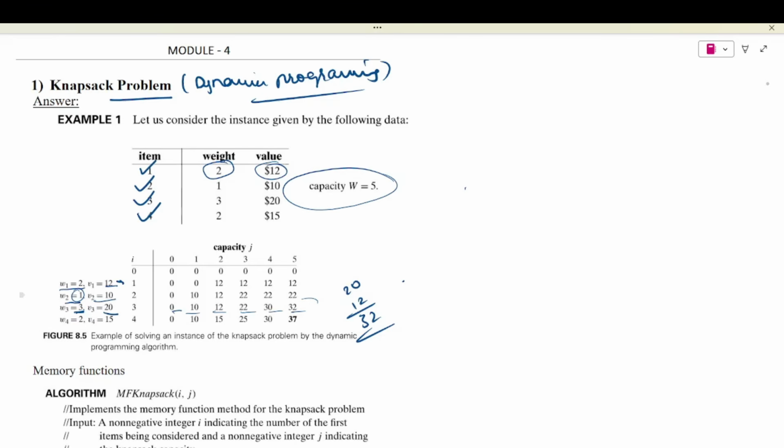this step, what you will be doing, weight is 2 and the value is 15.